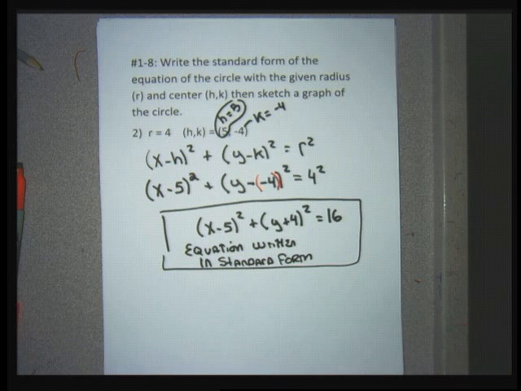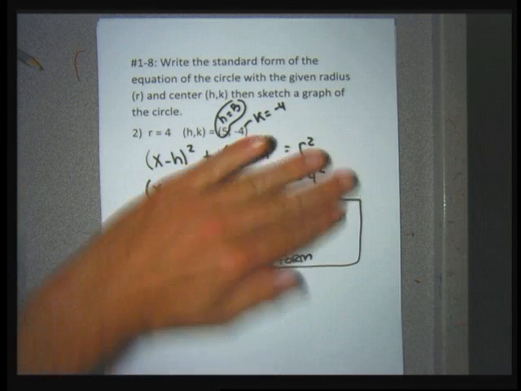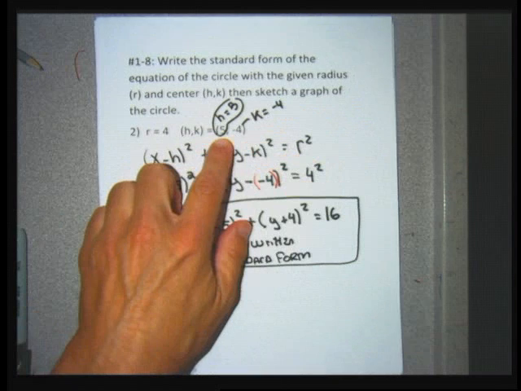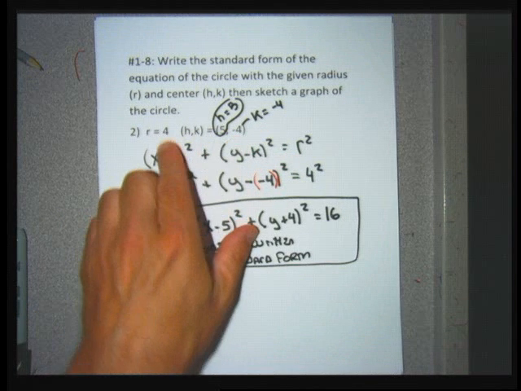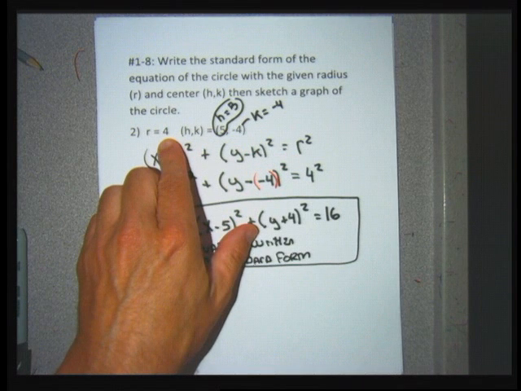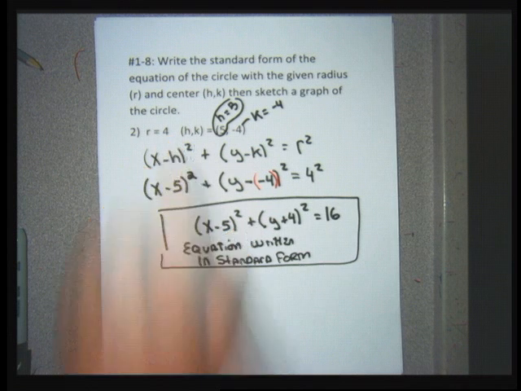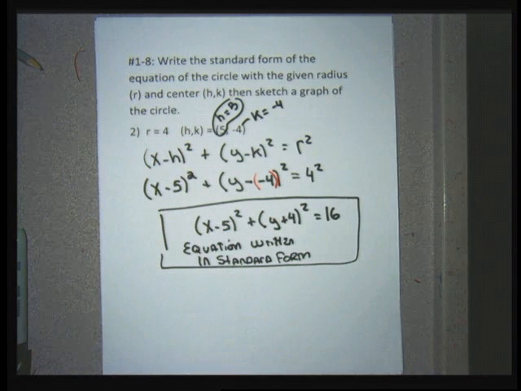Now I'm going to sketch a graph. To sketch a graph, I don't even need the equation. I'm going to plot the center, 5, negative 4, and then go 4 up, 4 down, 4 left, and 4 right from the center for the radius and draw my circle. So half of the problem was to come up with my equation. That's taking the values of h, k, and r and plugging them into the formula.